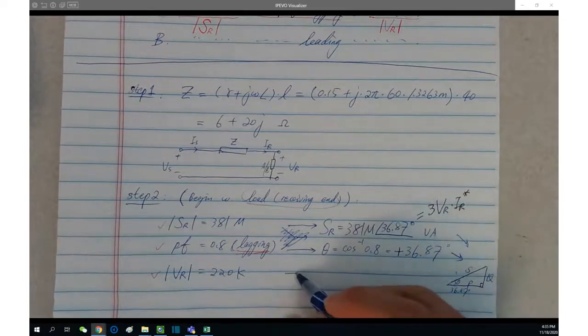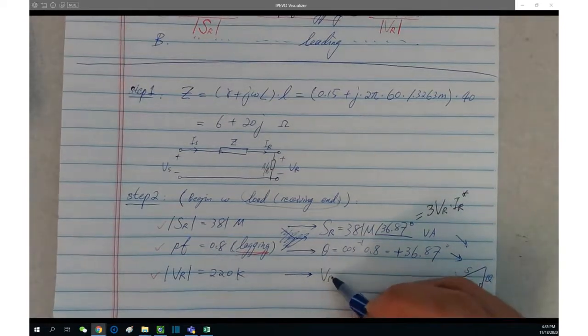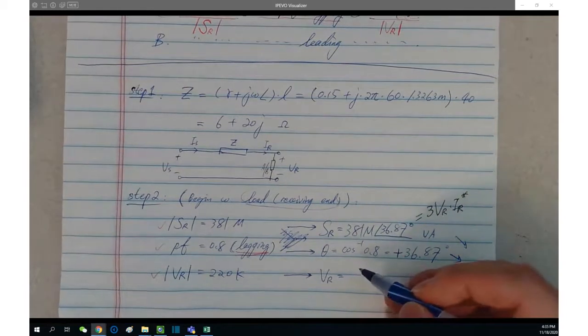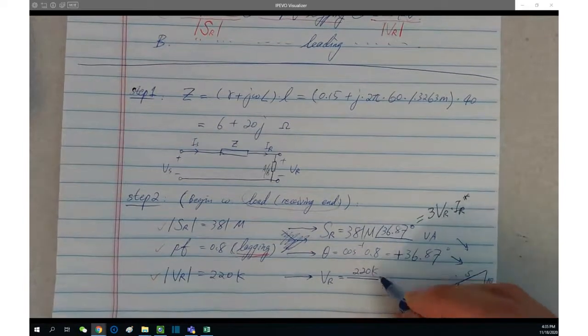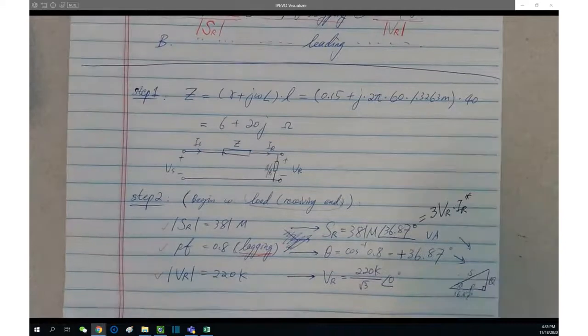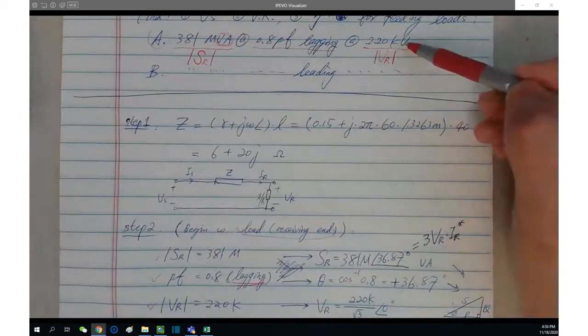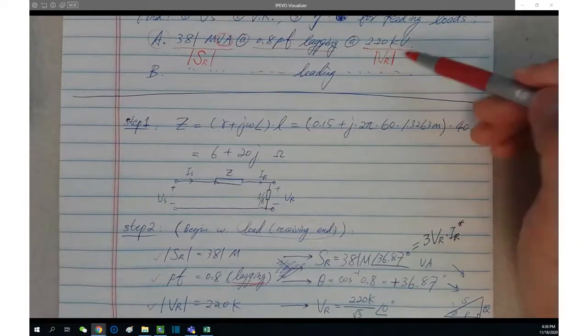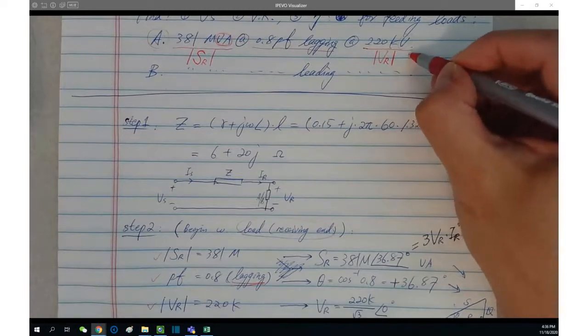Now we're dealing with the third piece of information, the VR magnitude, 220 kV. This is actually easier than you thought. We are going to find the VR in phasor form. Here, I need to explain a little bit. We still go back to the information here. 220 kV is the magnitude of the receiving end voltage. But you've got to be very careful. This is line voltage.